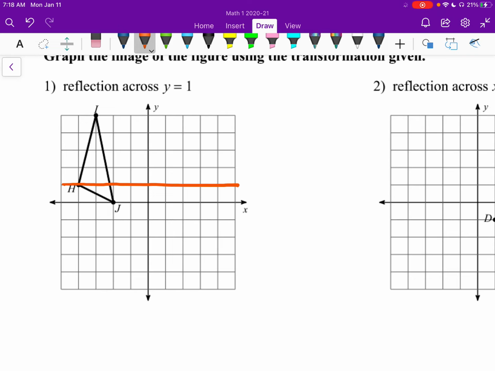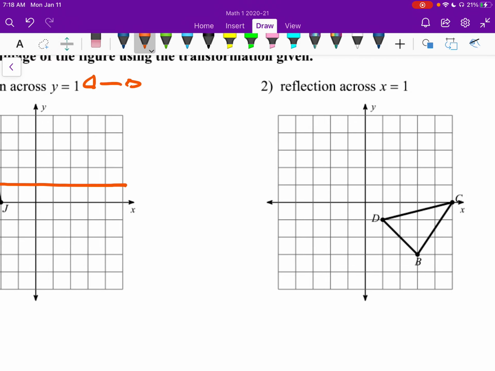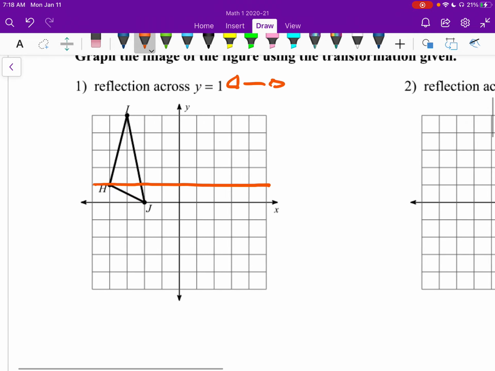Remember, y equals is horizontal, or I'll say left to right, like that. And whenever we have an x equals, that's going to be an up to down line, a vertical line.